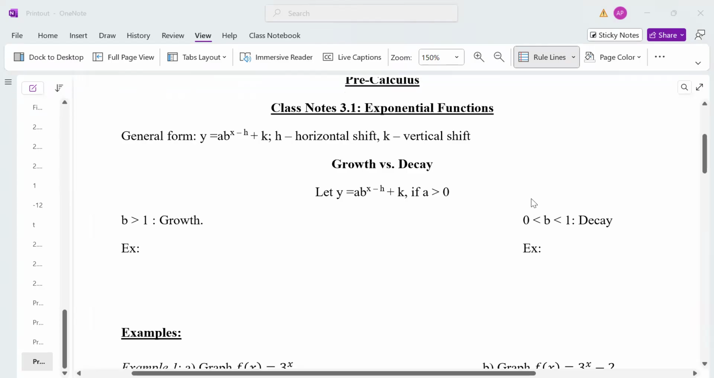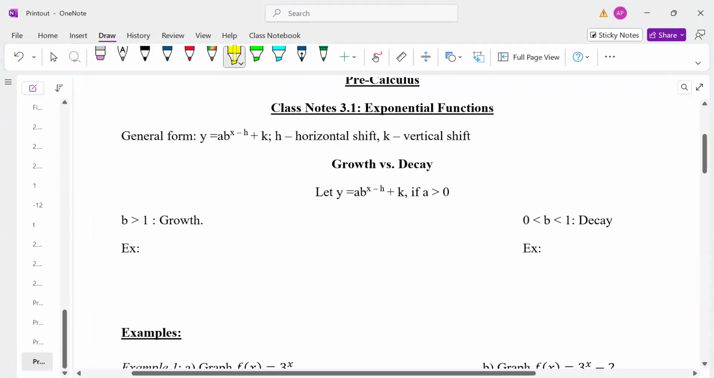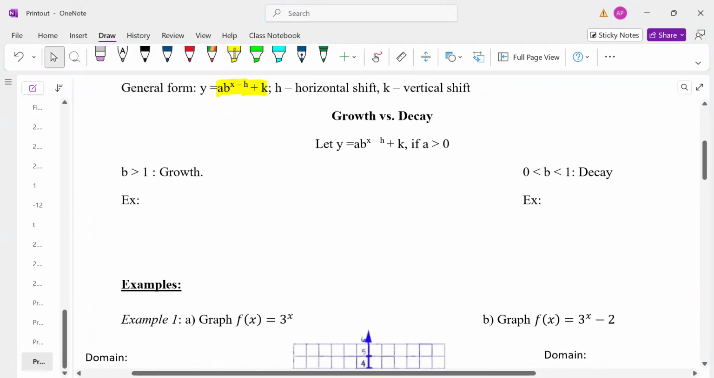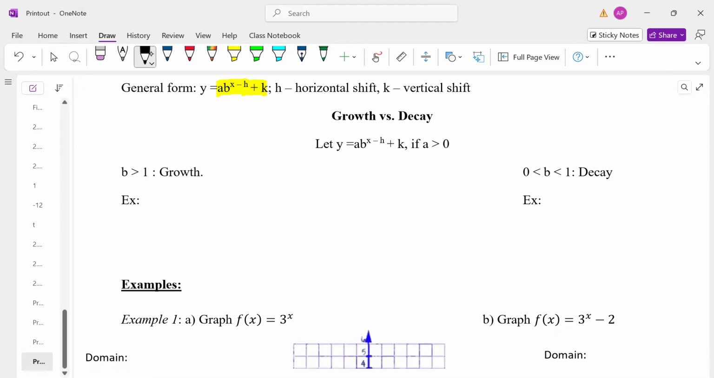Okay, so exponential functions have generally this form right here: a b to the power x minus h plus k, where h would be your horizontal shift and k would be your vertical shift. And exponential functions could be exponential growth or exponential decay. And that really depends on the base of your exponent.